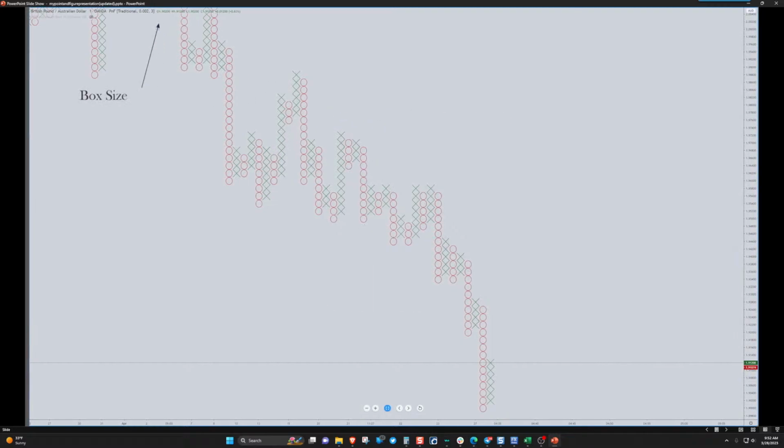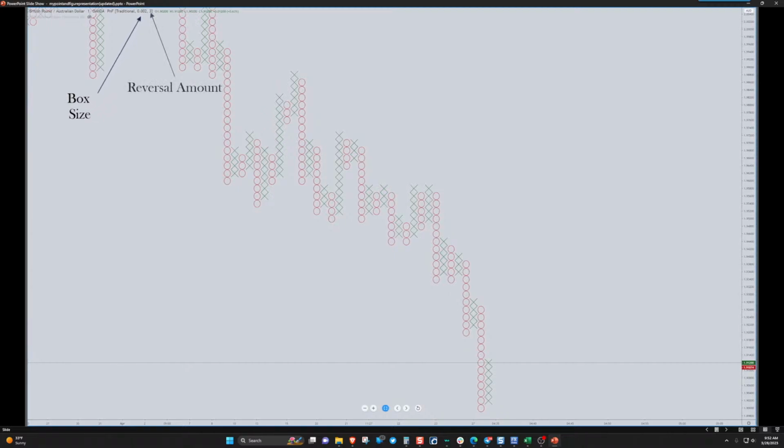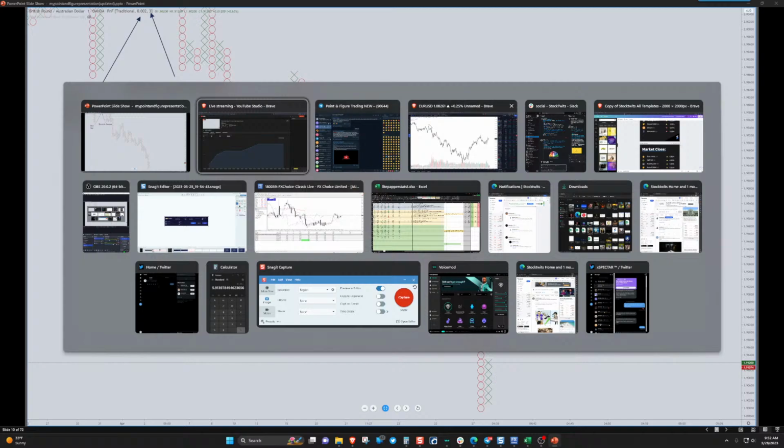And there's the thing I'm getting away from. Now, box size and reversal amount. Okay. So the box size, depending on the chart software you use, is different from platform to platform, how you input this. But I'm going to show you how to do it in TradingView because this is something people always want to know.